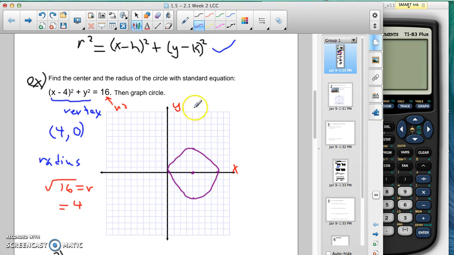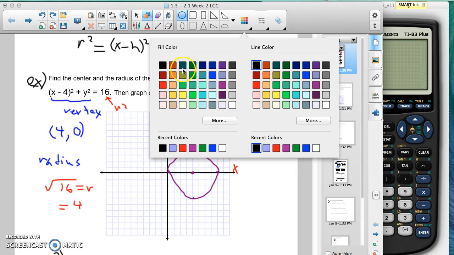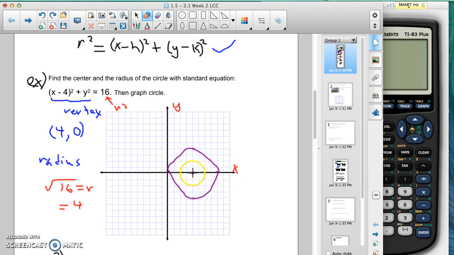Now, in reality, you're going to be using a tool on your computer, so you're not going to end up with that sketch. You'll end up with a sketch that looks more like this. You'll be able to just use your tool, go to the center, drag it out to where it's either 4 horizontally or vertically, and then you have a circle there.